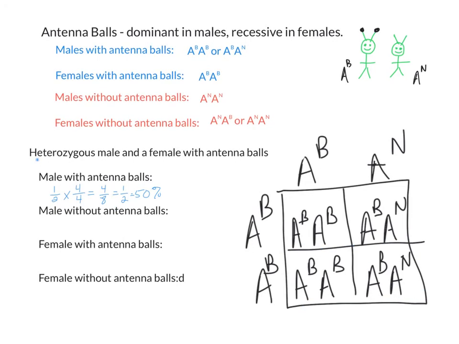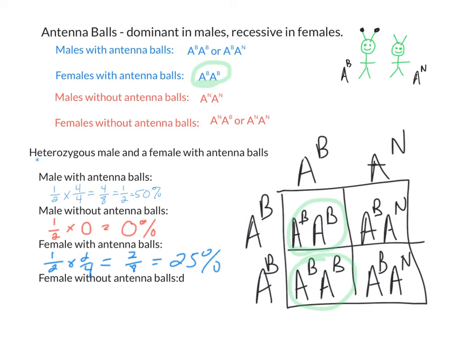A male without antenna balls is going to need to have only no antenna ball alleles. None of them have homozygous no balls, or NN. And so the probability of having a male is 1 out of 2. The probability of having NN is 0. So 1/2 times 0, anything times 0, is 0%.